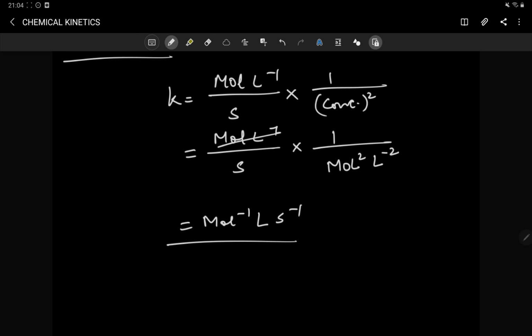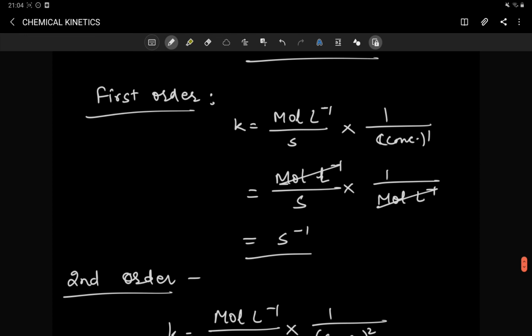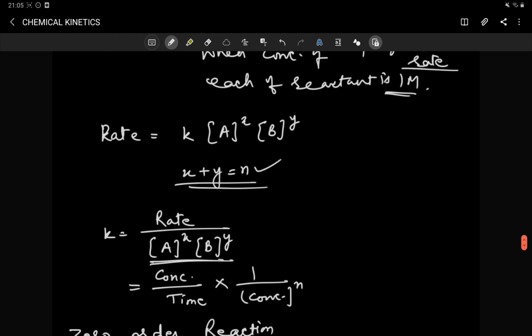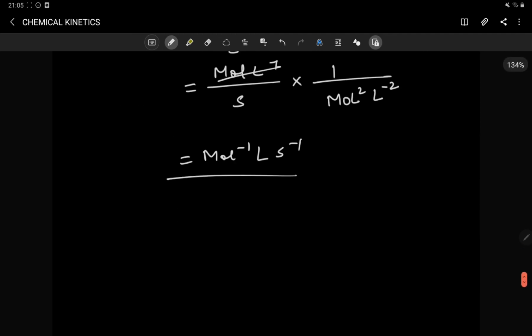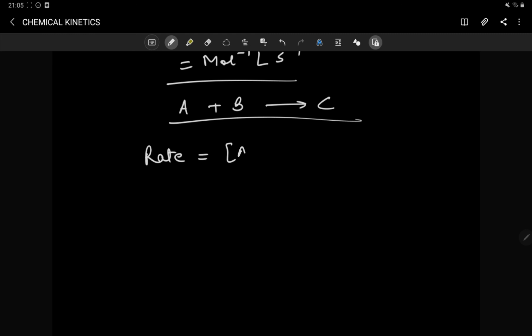So these are the units for the second order reaction. Similarly, we can find out for the third order reaction also. So what type of questions are generally asked from this particular topic? You may be given the rate law expression for a reaction. For example, if the reaction is A plus B gives C, and the rate law expression is given as rate is equal to A raised to power 1 and B raised to power 0, predict the order of reaction. This is one type of question which can be asked.